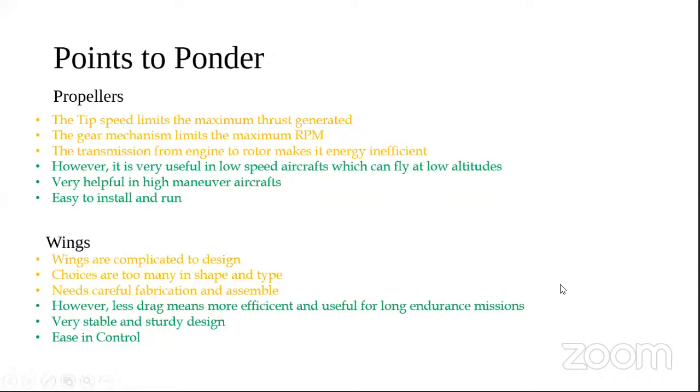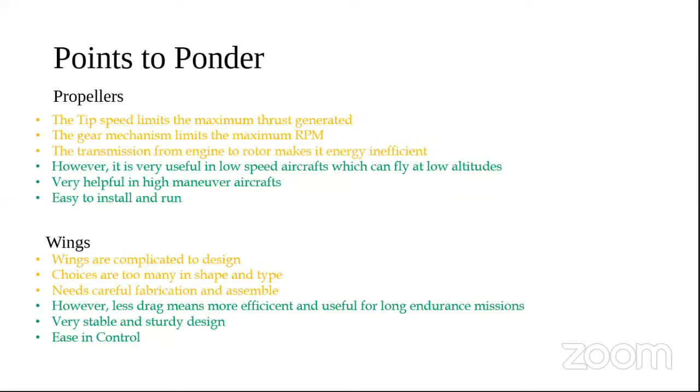Now let us go to the wings. Wings are extremely complicated to design. The reason is that you need to know what your mission is and how much weight you are going to fly. How much weight the wings should lift, everything is very important. Based on that, you need to identify what type of airfoil to use, what speed you have to fly, how big it should be, what shape it should be, what the shape of the airfoil section should be, and what maximum angle of attack it can go to. So it has too much to consider.